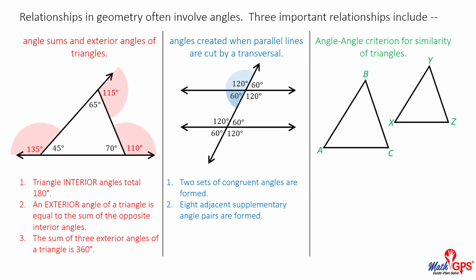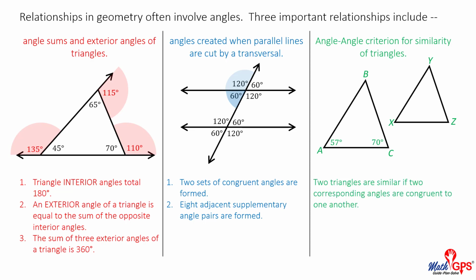A third angle relationship we study in geometry is using angle measures in triangles to prove that the triangles are similar. Triangle ABC and triangle XYZ are shown. Angle A measures 57 degrees, angle C measures 70 degrees.